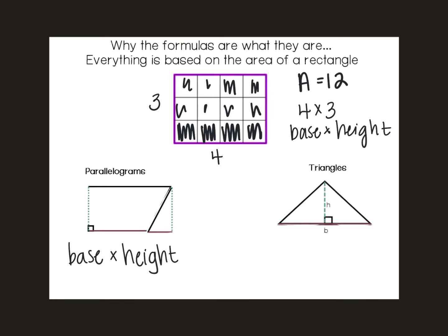Lastly, for our triangle, again, we can form a rectangle if we do some adjusting. So here we have a rectangle, and we could find the area of this rectangle doing base times height. For the triangle, though, we're going to divide by 2 because we only want half of the area. So that's where all the formulas come from and why they work the way they do.